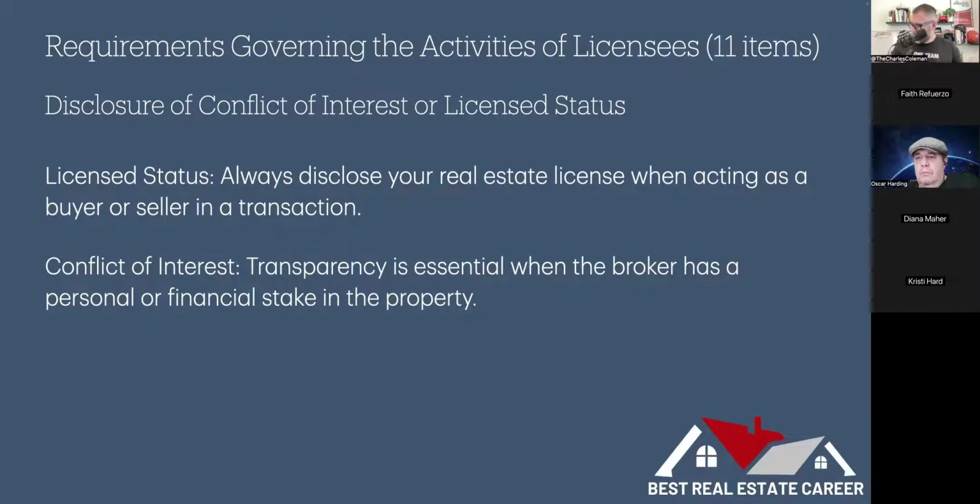So the agent brought their sister, showed them the house, and the seller was like, "Okay, yeah, absolutely. Let's put this deal together." They never disclosed that the buyer was a family member. Well, that is a conflict of interest, right?